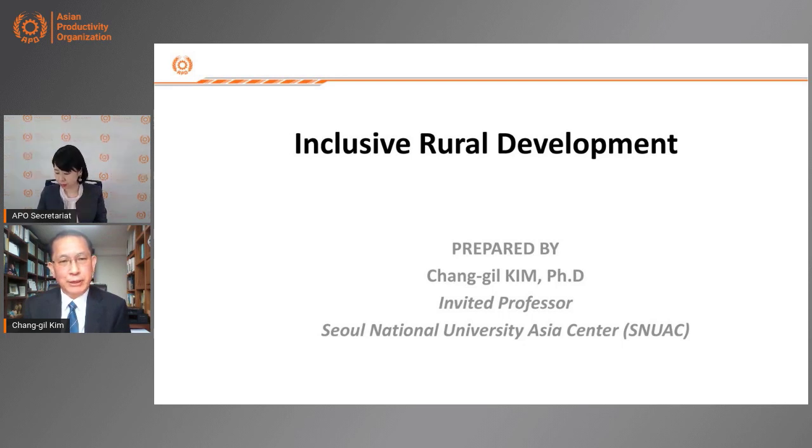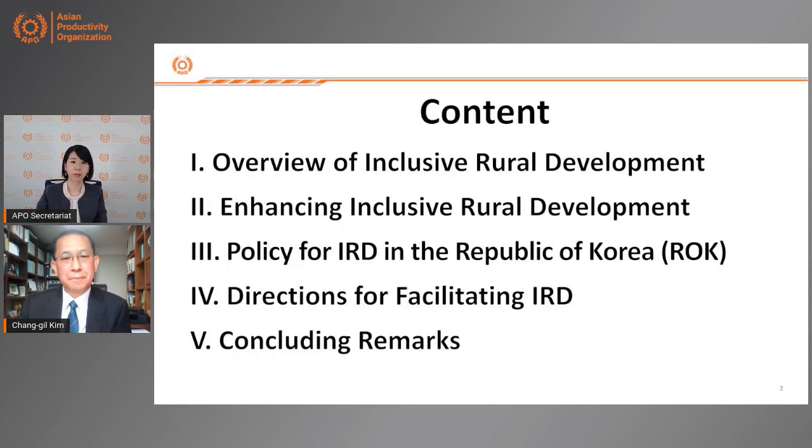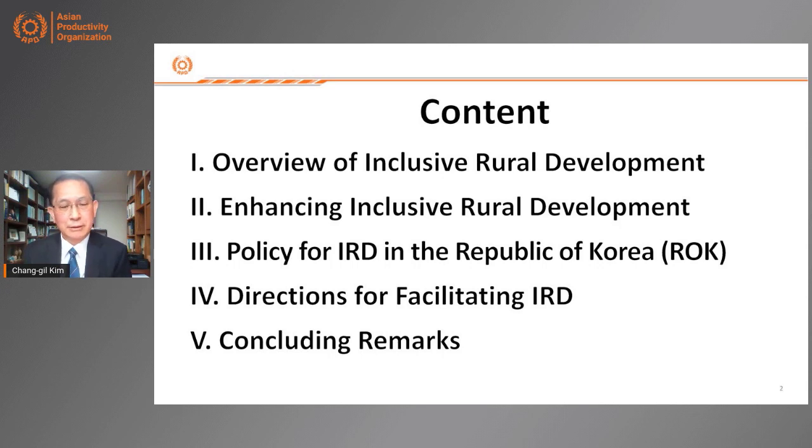Today my lecture title is Inclusive Rural Development. My lecture is divided into five parts. The first part is an overview of inclusive development, including the concept of inclusive rural development and other related terms. The second part is how to enhance inclusive rural development, where I'll suggest integrated rural development and inclusive rural development altogether. The third part is policy for inclusive rural development in the Republic of Korea. The fourth is a direction for facilitating inclusive rural development. Finally, the way forward, the concluding remarks.